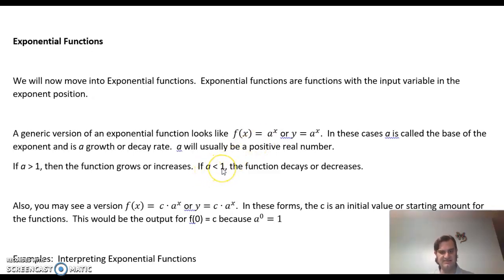Whereas if a is less than 1, it's actually going to cause the function to get smaller because you'll be taking a portion of what is already there. So you'll be multiplying basically by a fraction over and over, which would get it smaller and smaller.